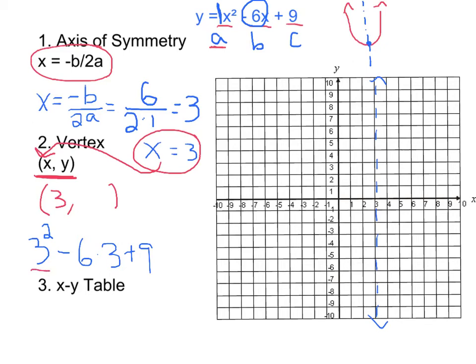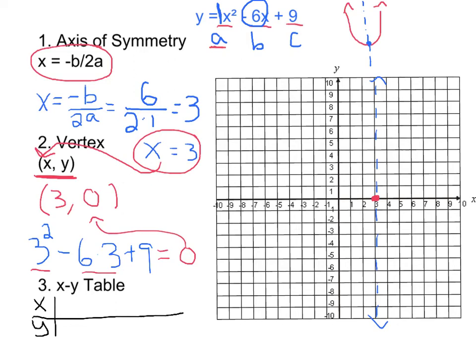And 3 squared is 9, and 6 times 3 is 18. So 9 minus 18 is negative 9, and negative 9 plus 9 is 0. So that's the y value of my vertex, so I can plot my vertex at 3, 0. The last step is to find the other points of your parabola. So you're going to make an xy table and pick points, plot them, and reflect them.